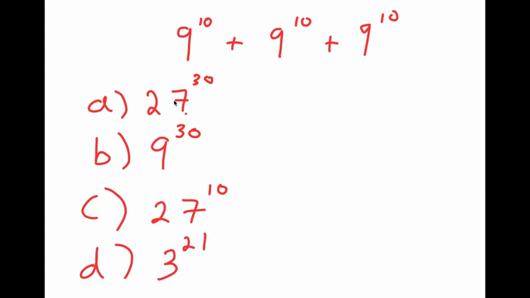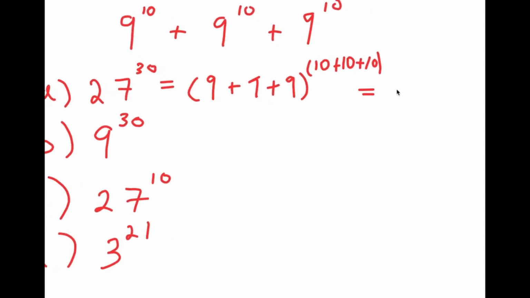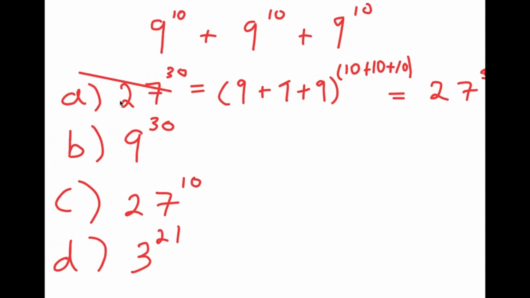So to first start out, let's go through all these option choices and see if they're right or not. So we first have A, 27 to the power of 30, and how this likely resulted was from adding all the bases and adding all the exponents. So we have 9 plus 9 plus 9 to the power of 10 plus 10 plus 10, which is equal to 27 to the power of 30. And this is actually wrong because this is not the proper way to add exponents.